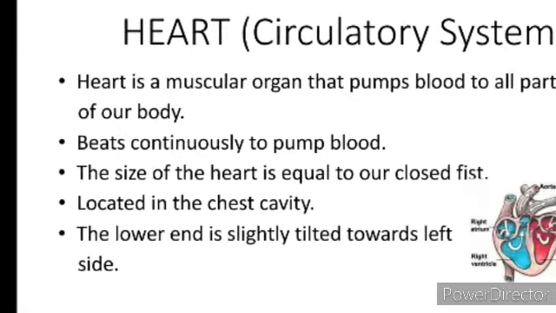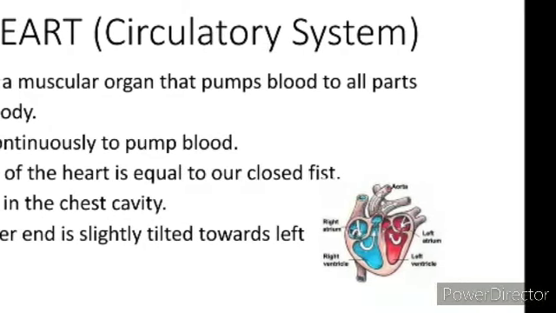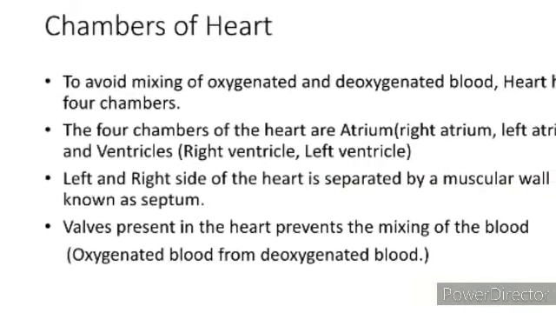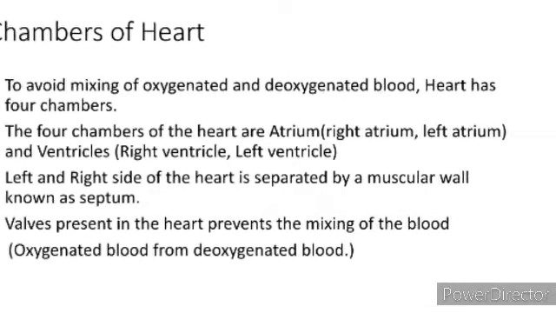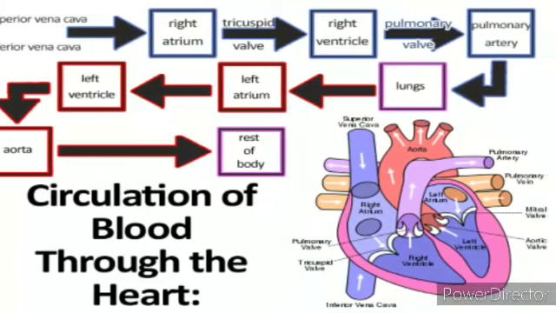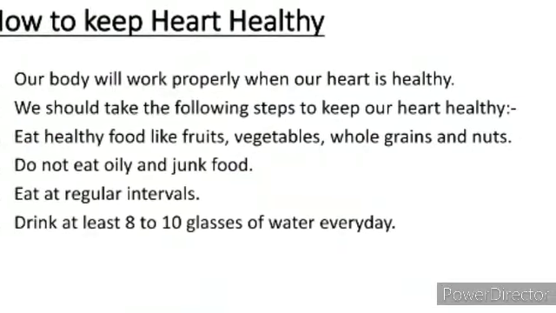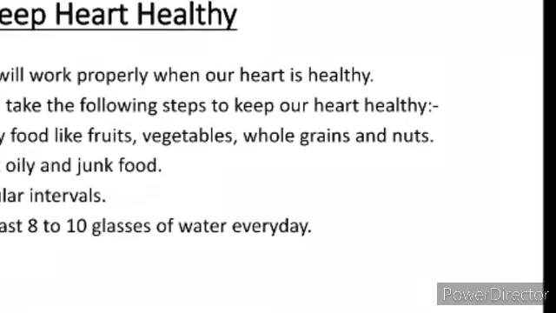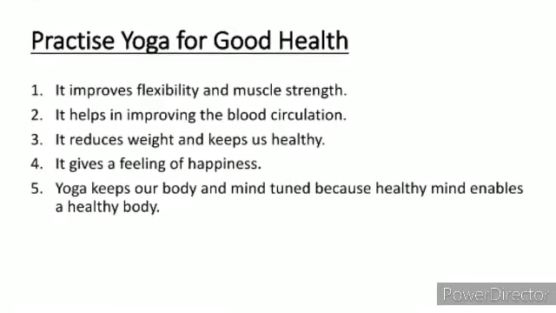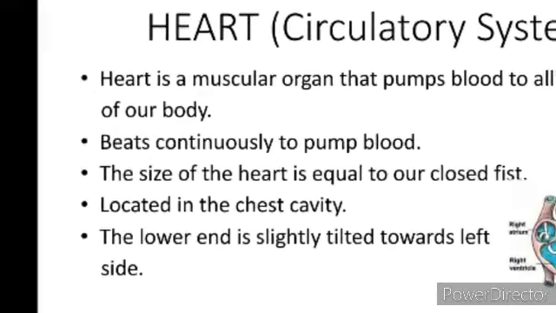Then this oxygenated blood reaches left atrium. After reaching to left atrium through a bicuspid valve, the blood goes to left ventricle. After reaching the blood into the left ventricle through aorta, the blood is pumped out of our body and it reaches to each and every part of our body where oxygen is required.